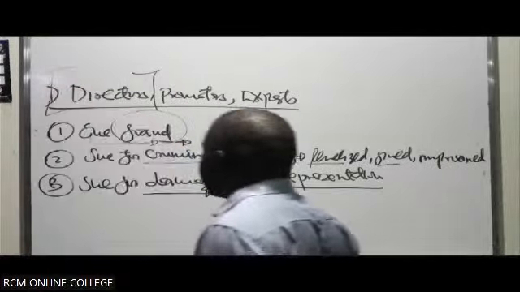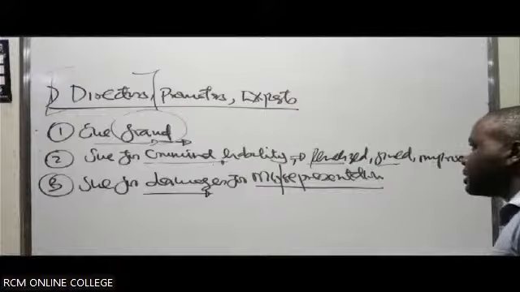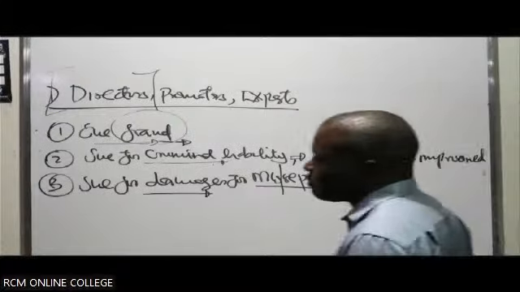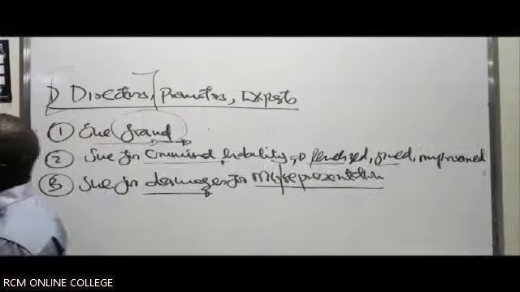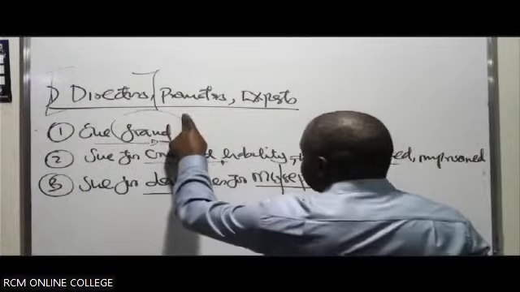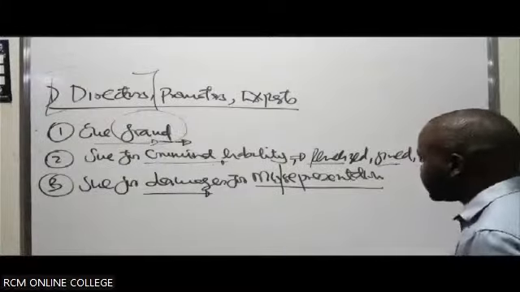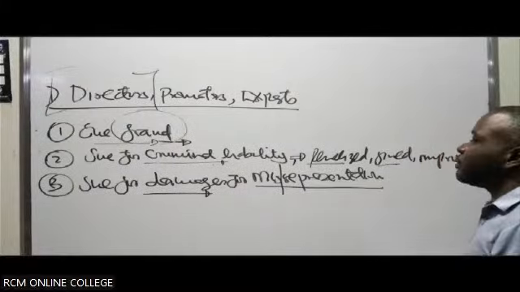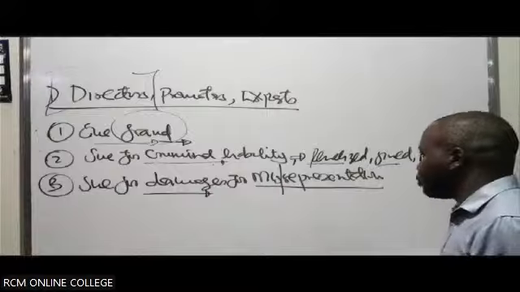If you're a director, there's a way you can defend yourself before a court of law. Let's assume you're a director and you've been sued for a misleading prospectus. How do you defend yourself? What are some of the defenses you can plead before the court?